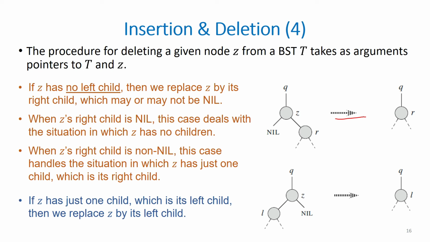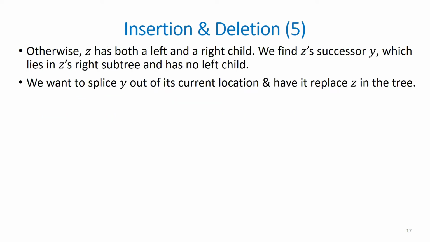Similarly, if Z has only one child, which is a left child, what we do is we replace Z by its left child, as shown in this figure. So these correspond to the first two cases that we discussed earlier. That means Z has no children or has one child. The case that remains to be investigated is when Z has both left and right children. In that case, we have to find the successor of Z, that is Y, and this successor would lie in Z's right subtree and should have no left child. What we then want to do is remove Y from its location and replace Z with it in the tree.